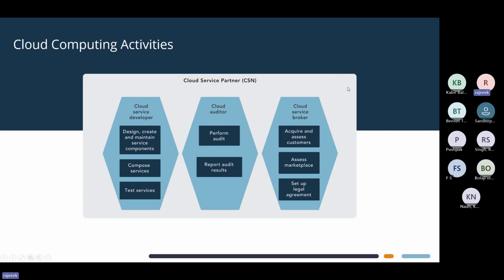So we know what standard they are following and how exactly the structures and the services are getting managed, right? Similarly, we have another role defined in the CCRA, that is cloud service partner. And under that, the cloud service developer who will design, create and maintain service, compose the service, and definitely test the services as well. Right. So these are some of the key things we can look for here.